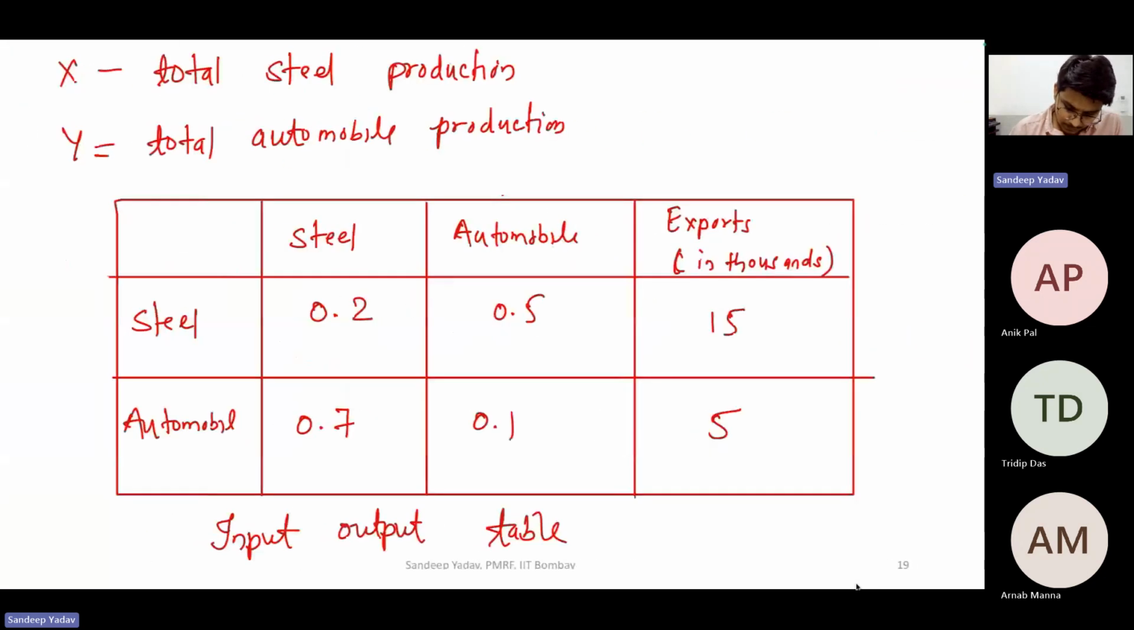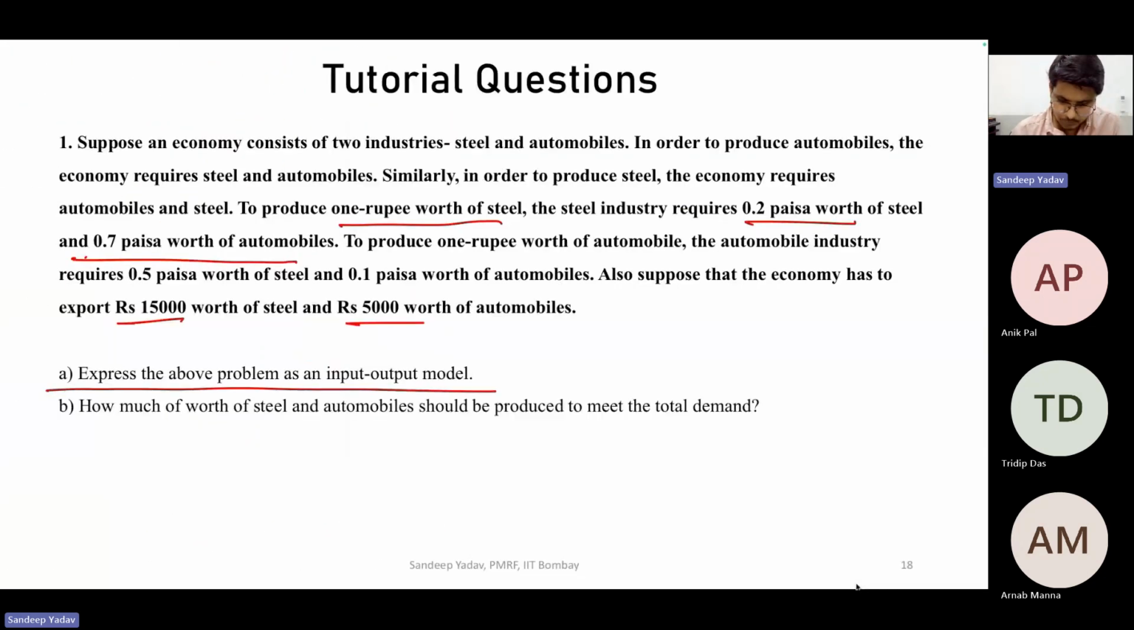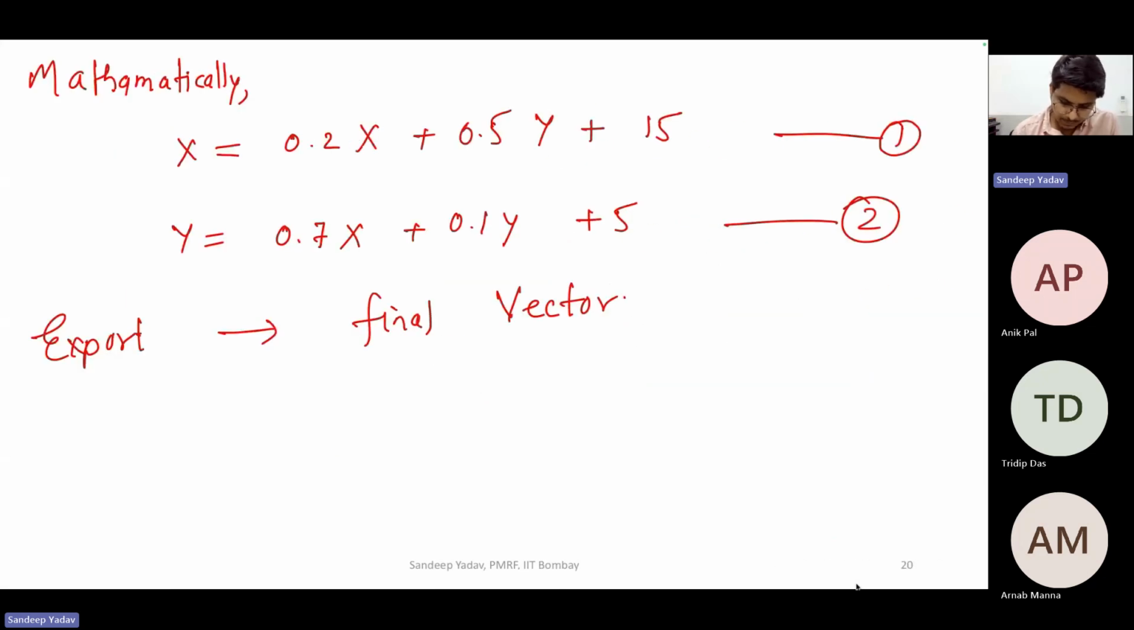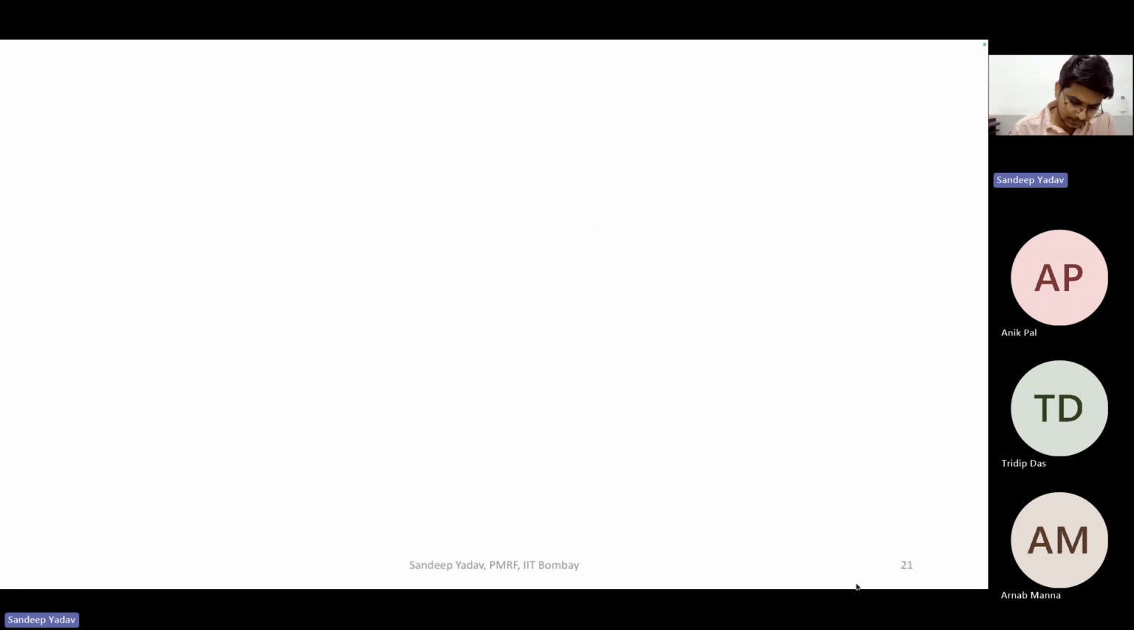So we have already done the first part of the question: express the above problem in the input output model. We have developed an input output table and derived the mathematical part. So this is how we have solved the problem as an input output model. The second thing that they are asking, see it.